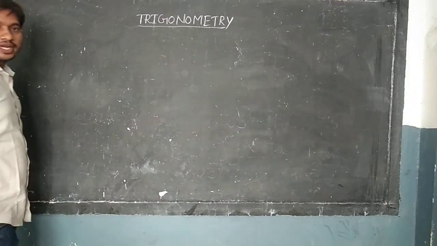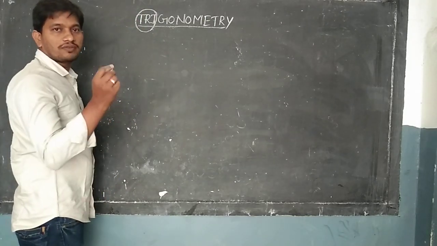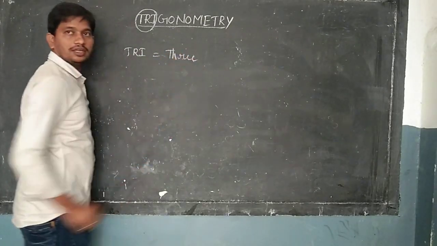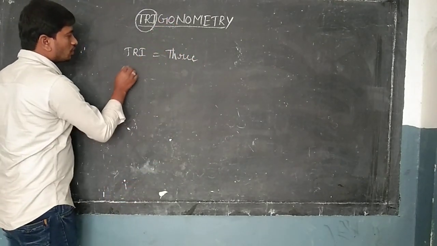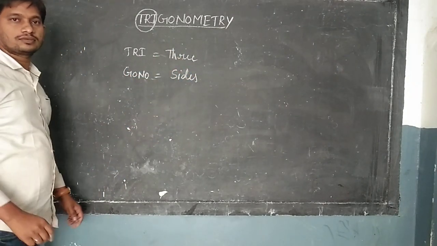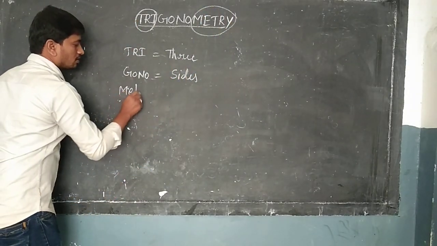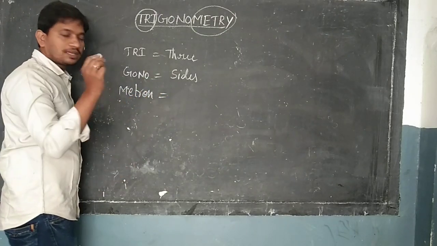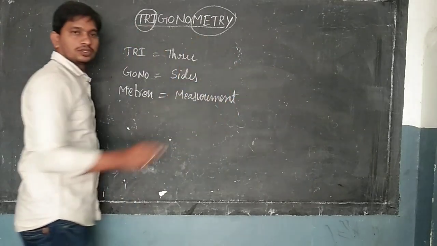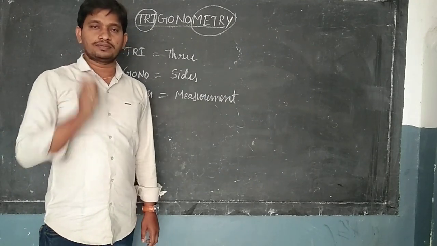Students, what is the meaning of tri? Tri is nothing but 3. And what do you mean by gono? Gono means sides. And what do you mean by metron? Metron is nothing but measurement. So, trigonometry deals with the measurement of 3 sides.